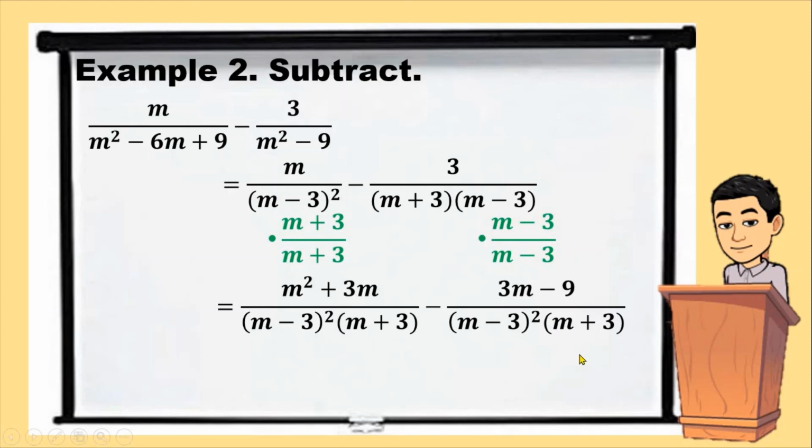Since the denominators are now the same, we can perform subtraction to our numerators. Copying m squared, subtracting 3m and another 3m, we have 0. The negative of a negative 9 is positive, so let's put plus 9 all over the denominator, the square of m minus 3 times the quantity m plus 3.